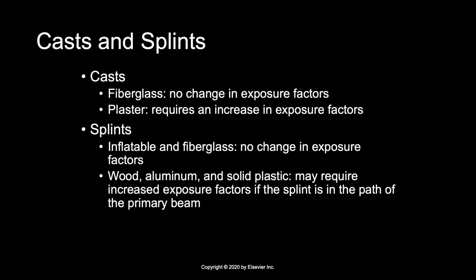So for example, sometimes they will splint the tib fib on the medial and lateral side, and when you're doing an AP, that's not going to be a problem. But then when you do the lateral, it will be in the primary beam, so that will be a problem. So you will have to increase your technique at that point.